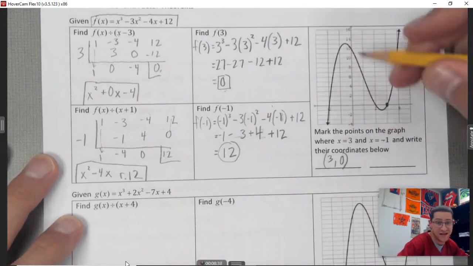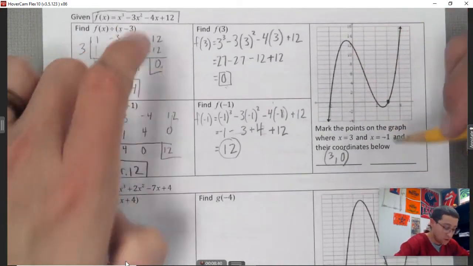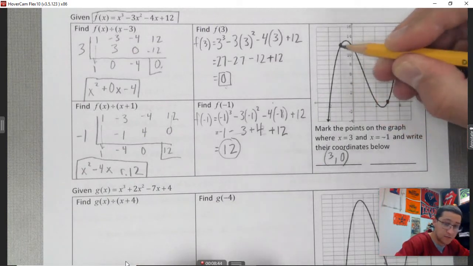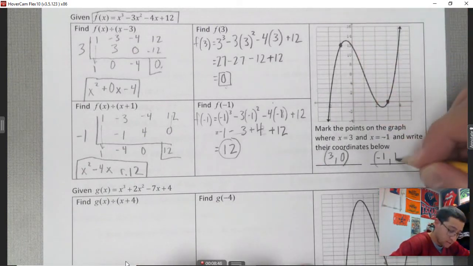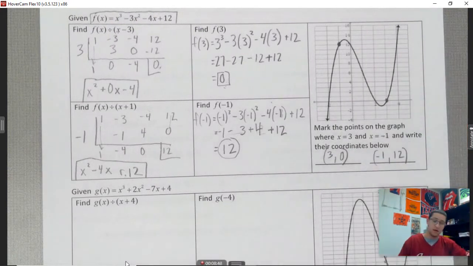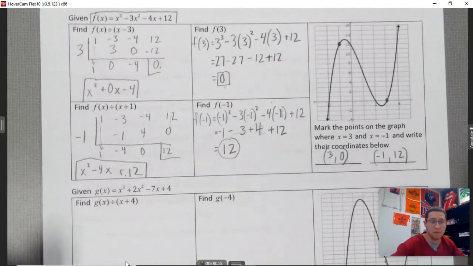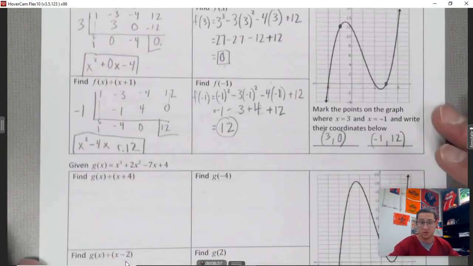Remember, this is the exact graph of this up here. Okay, so we've got negative 1, and we're going up, and yes, positive 12. Okay, so there we go. All right, so I'll probably go a little bit quicker through this second one. Very similar process, but just to see that pattern maybe one more time, let's go ahead and do this one.